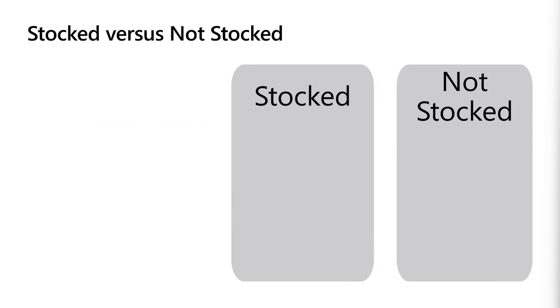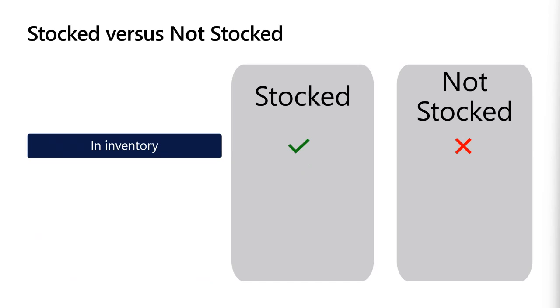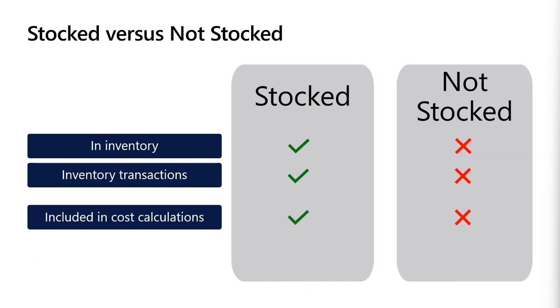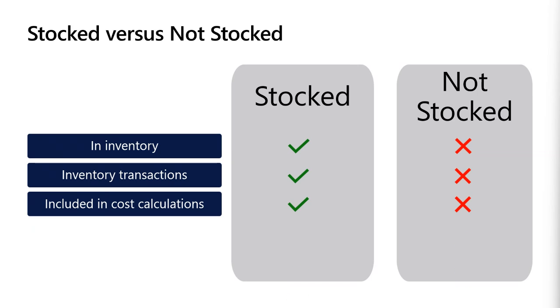Now let's talk about stocked versus not stocked products. Stocked products are handled in inventory and generate inventory transactions, while not stocked products do not. Next, it's important to note that not stocked products can be included in cost calculations. Finished good or WIP not stocked products can include both items and services. However, a service cannot be added to a stock.